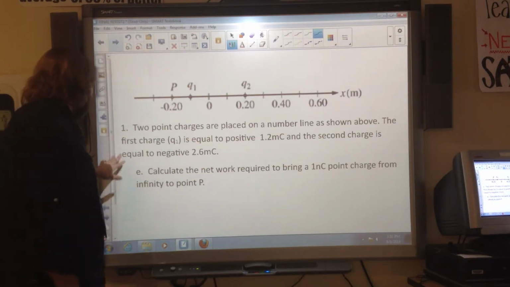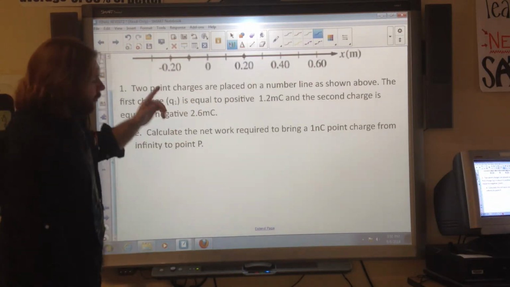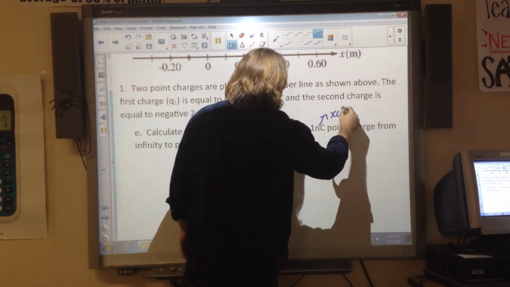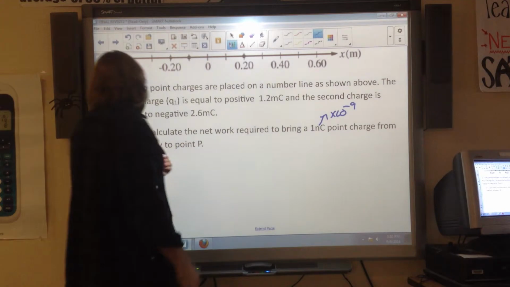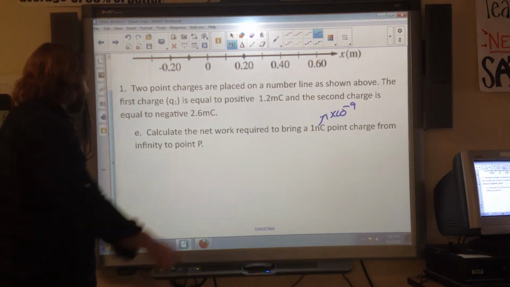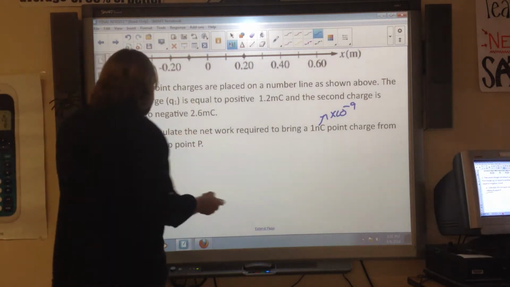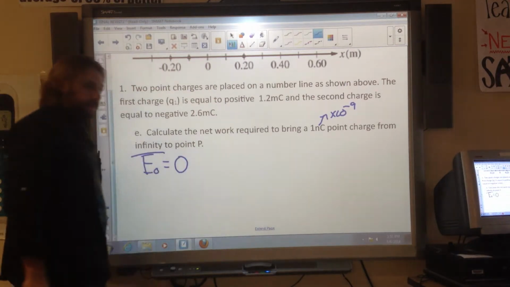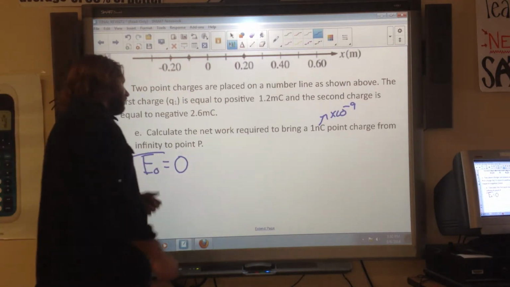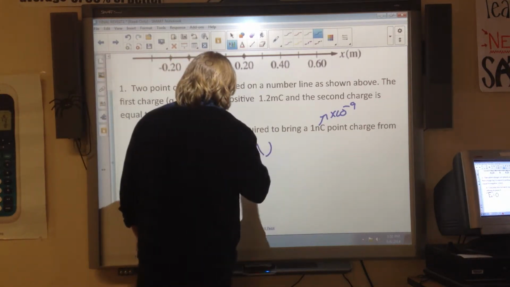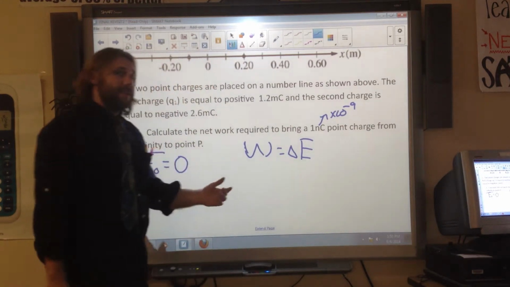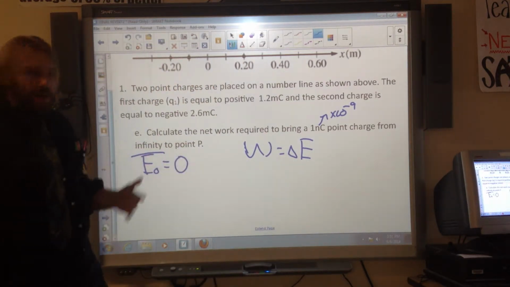Last one, calculate the net work required to bring a 1 nanocoulomb, 10 to the negative 9, point charge from infinity to point P. Now this from infinity part, all that tells us is that the initial energy is equal to 0. So that just helps us find the equation we need to use. Work is equal to change in energy. So that means that if we start with 0, work is going to be whatever our energy is.